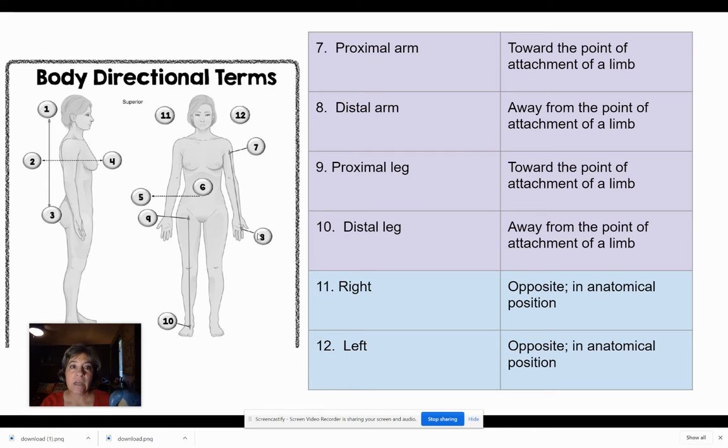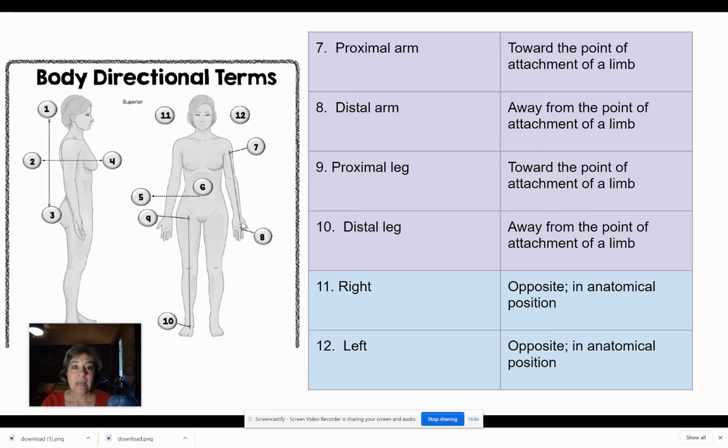Okay, so we're looking here at where the limb attaches to the torso. Your arm attaches right here at the shoulder. So anything right here where number 7 is, it's near the point of attachment. So it's proximal. Your hand is far, far away from the point of attachment. So it is distal. If you see something in the distance, it's far away. So distal means far away.